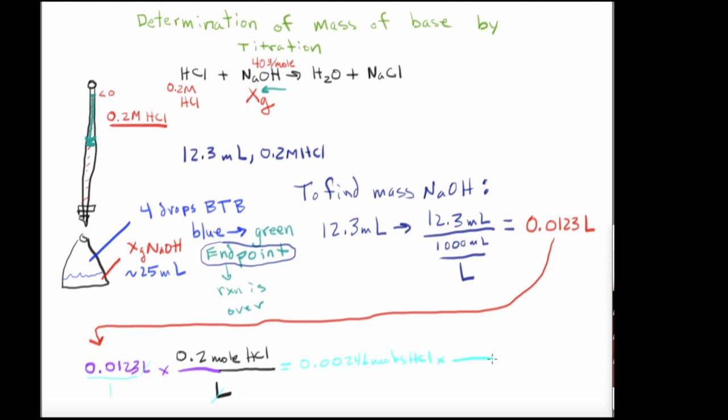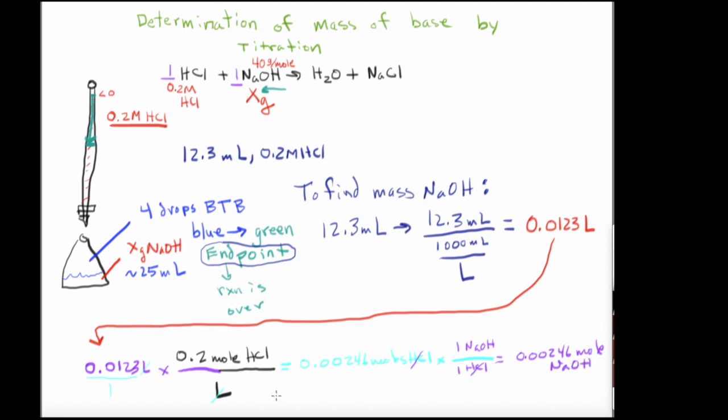Next, we multiply this times the fraction from the balanced equation. These are reacting in a ratio of 1 to 1. So it's going to be 1 NaOH over 1 hydrochloric acid. The HCl's cancel out, and we have 0.00246 mole of NaOH.